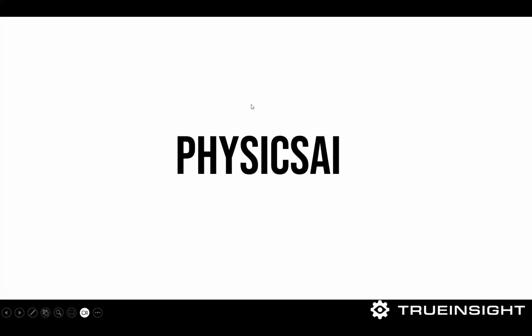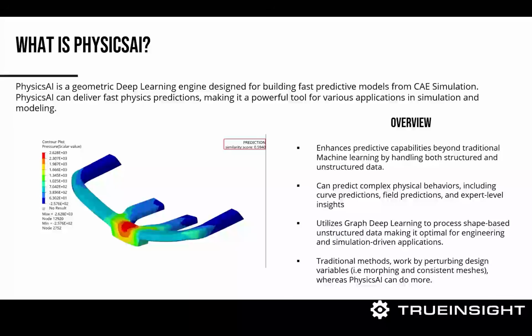All right, so let's delve into what physics AI is. Physics AI within the Altair space is a geometric deep learning engine. It's designed to aid analysts and designers in making fast predictive models in CAE simulation. One of the cool things about it is we can utilize it for simulation, but also CAD-driven data. And it has capabilities for machine learning for both structured and unstructured data.